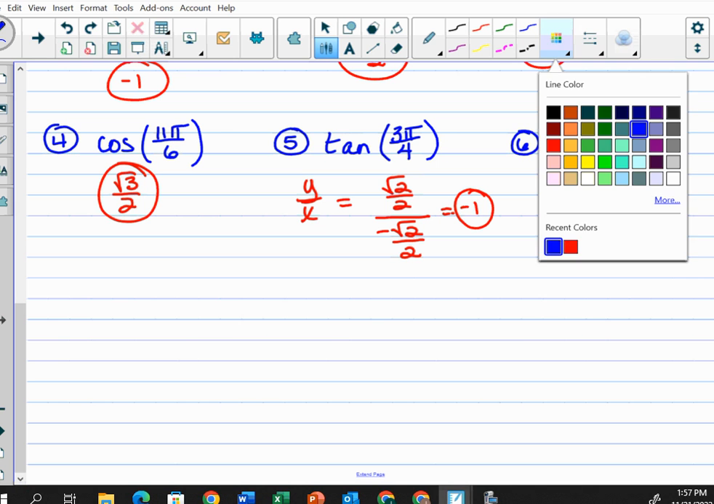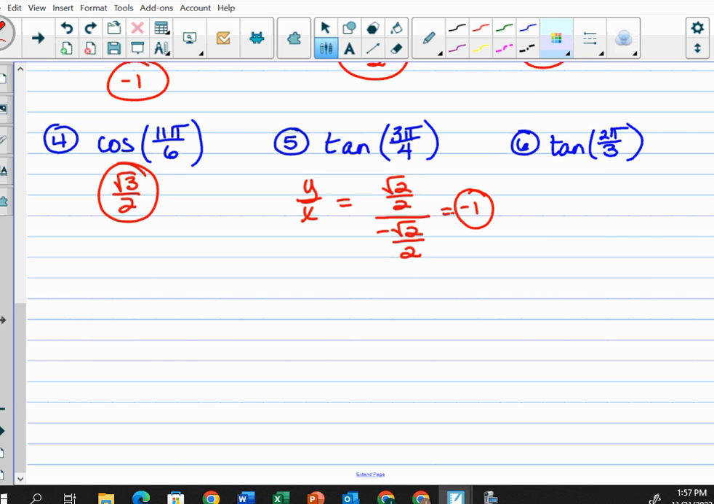All right, guys, what'd you get for tangent of 2 pi over 3? What'd you get for tangent? Yes, -√3. Okay, let's go through it then. I need the y value over the x value. So at 2 pi over 3, the y value is √3 over 2. The x value is -1/2. Okay, so leave the first fraction alone, flip the second one, and multiply.